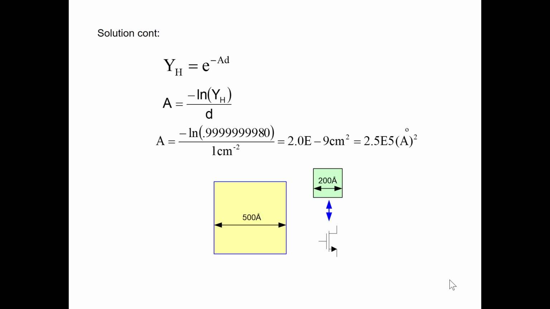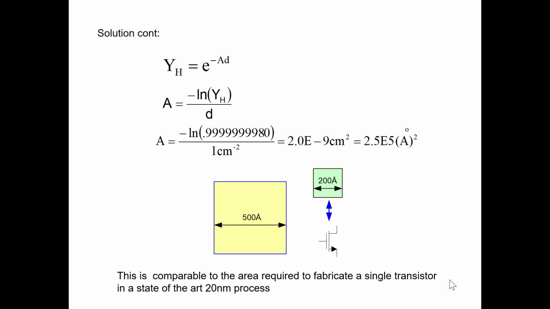I said that wrong. If you look at a minimum size transistor in a 20 nanometer process, it will have a lateral dimension of 200 angstroms. So this is compared to the area required to fabricate a single transistor in a 20 nanometer process. Okay. So we're going to get 6 sigma yield on our ICs. We can put one transistor in.